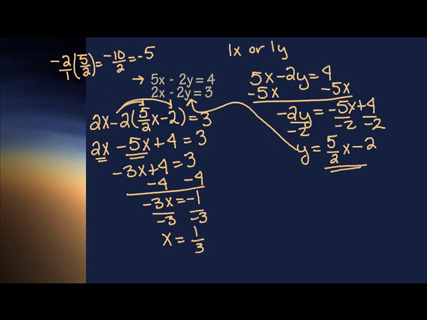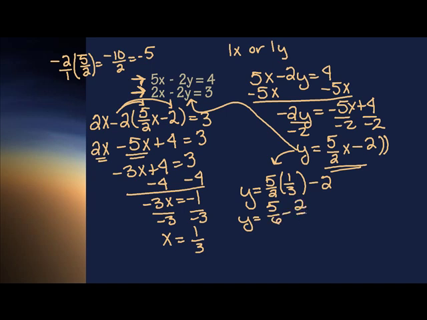So since we know what x is, I need to find y. Well, I can either put it into my first equation, my second equation, or I can put it into this guy, since I already have y by itself. So let's do that. y equals 5 halves times x, which is 1/3, minus 2. Now I'm just taking this equation and substituting x in there. So y equals 5 halves times 1/3, you multiply straight across, gives you 5/6 minus 2.